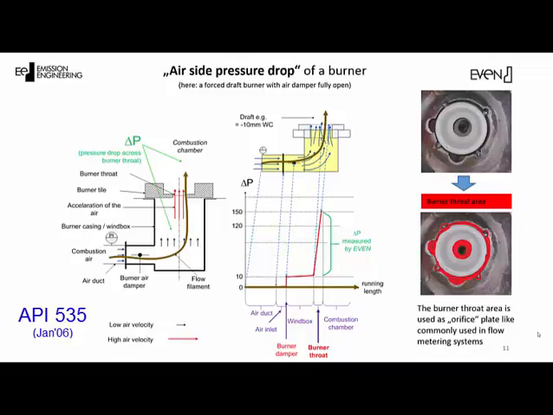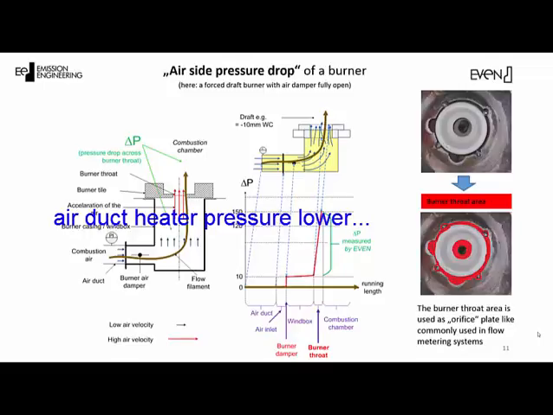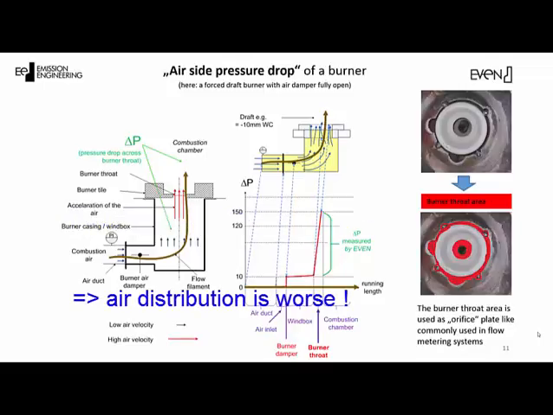In the latest draft of the APA 535, dated May of 2014, this criterion was removed, unfortunately in our opinion. Rumor has it that the latest ultra-low NOx burner technology doesn't like high airside pressure drops, and that might be true. But the disadvantage of lower airside pressure drops is that the air duct header pressure is lower, and consequently, the air distribution on forced draft burner systems is worse.